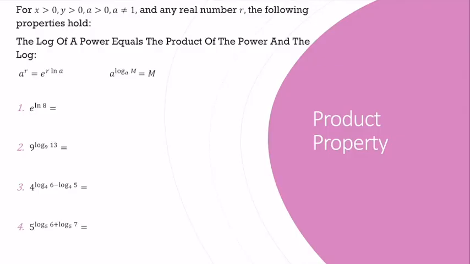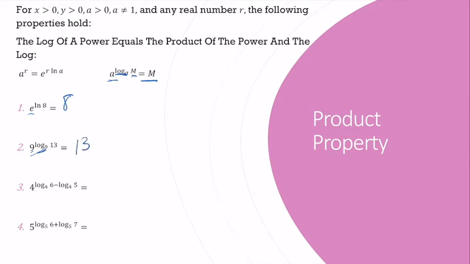So the next rule that we have is that the log of a power equals a product of the power and the log. So for example, if I have a to the log base a of m, that's going to be m. So if I have e to the natural log of 8, that's just going to give me 8. If I have 9 to the log base 9 of 13, that's going to give me 13.